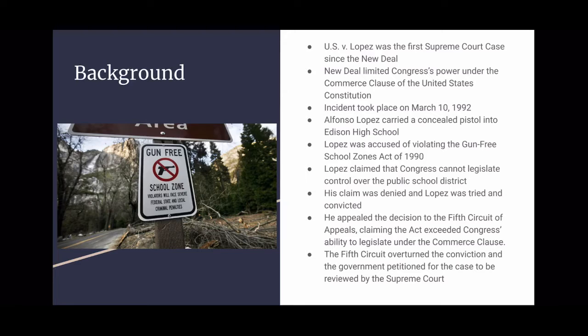The incident took place on March 10th, 1992, when Alfonso Lopez carried a concealed pistol into Edison High School in San Antonio, Texas. Lopez was accused of violating the Gun-Free School Zones Act of 1990, but claimed that Congress cannot legislate control over the public school district. His claim was denied and Lopez was tried and convicted, but after appealing to the Fifth Circuit of Appeals, claiming the act exceeded Congress's ability to legislate under the Commerce Clause, the Fifth Circuit overturned the conviction and the government petitioned for the case to be reviewed by the Supreme Court.